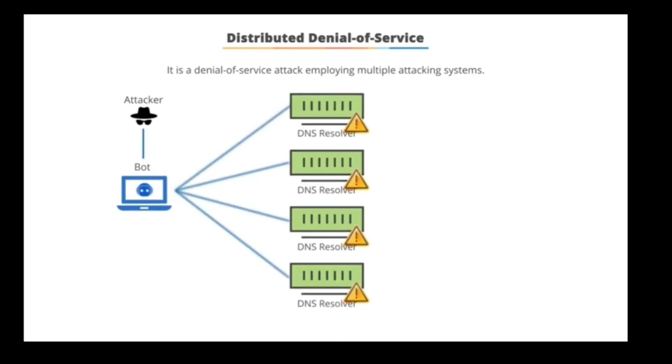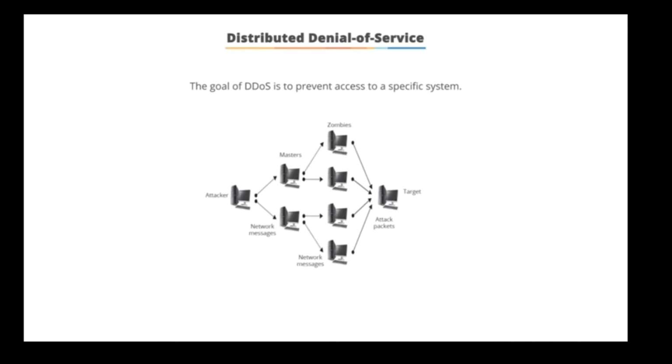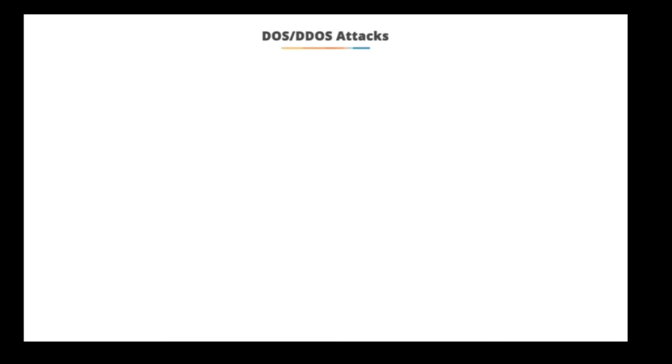A DoS attack that employs multiple attacking systems is known as a distributed denial of service. The goal of a distributed denial of service attack is also to deny the use of or access to a specific service or system. A network of attack agents, sometimes called zombies, is created by the attacker to launch the attack. Several recent denial of service or distributed denial of service attacks.